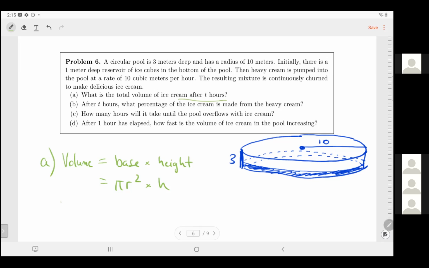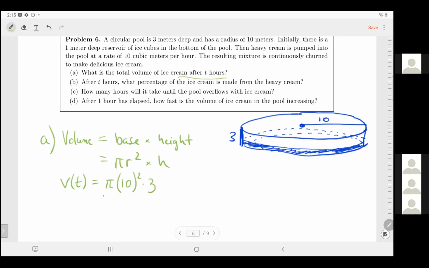You can substitute the height with 3 and the radius with a 10. Cool. Okay, so that'll give me the volume of ice cubes to start with. So pi 10 squared times 3 is going to be the volume of ice that we started with.